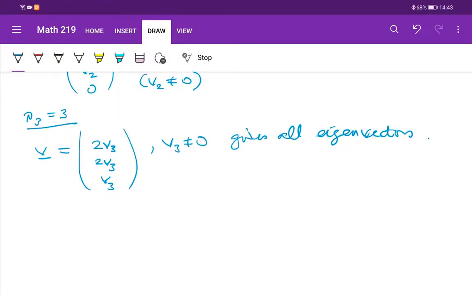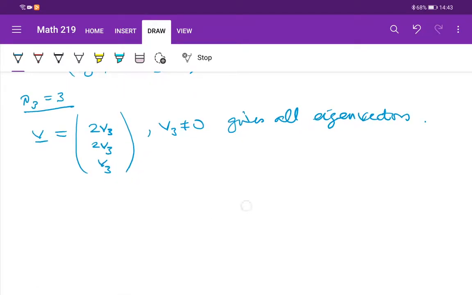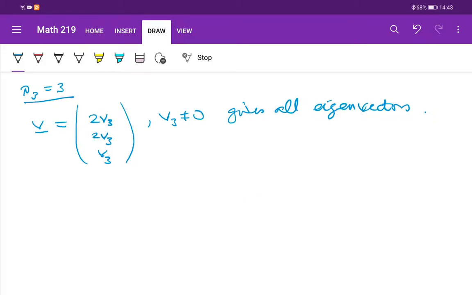Okay, so that's 3 by 3. I said that the eigenvalues may be real or complex. So let's look at a case where we have complex eigenvalues, and we'll see that if the matrix is real, then the eigenvectors must necessarily also be complex. So this is example 3.